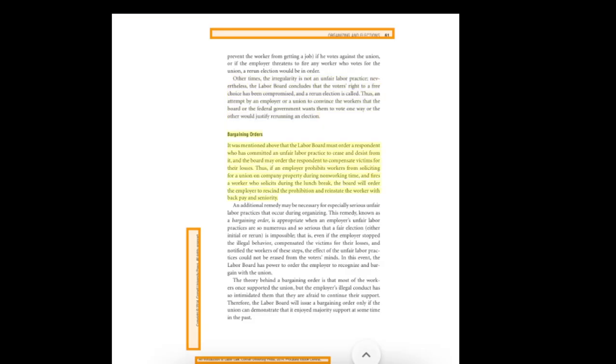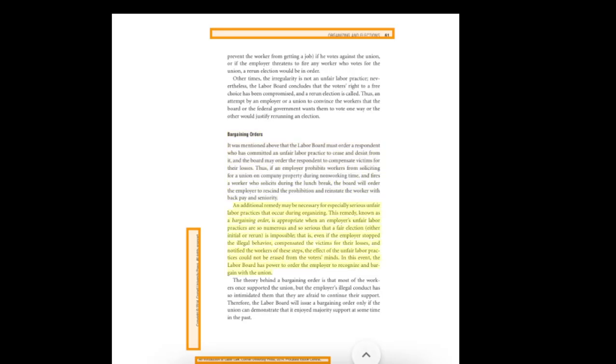Bargaining orders. It was mentioned above that the Labor Board must order a respondent who has committed an unfair labor practice to cease and desist from it, and the board may order the respondent to compensate victims for their losses. Thus, if an employer prohibits workers from soliciting for a union on company property during non-working time, and fires a worker who solicits during the lunch break, the board will order the employer to rescind the prohibition and reinstate the worker with back pay and seniority.